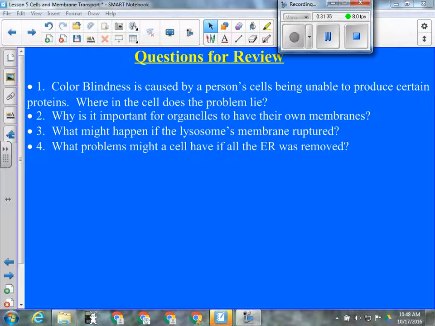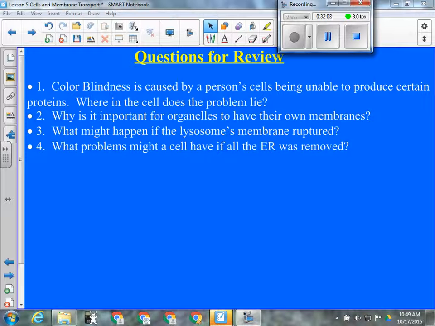Okay, if a lysosome's membrane ruptured, what might happen? This is a roundabout way of asking what the lysosome does. It would digest the cell. Okay, what's inside the lysosomes? Digestive enzymes and food. So if the lysosomes ruptured, all those digestive enzymes would get out, and suddenly your cell would be food, and they would digest at least parts of the cell, if not enough to kill the cell.